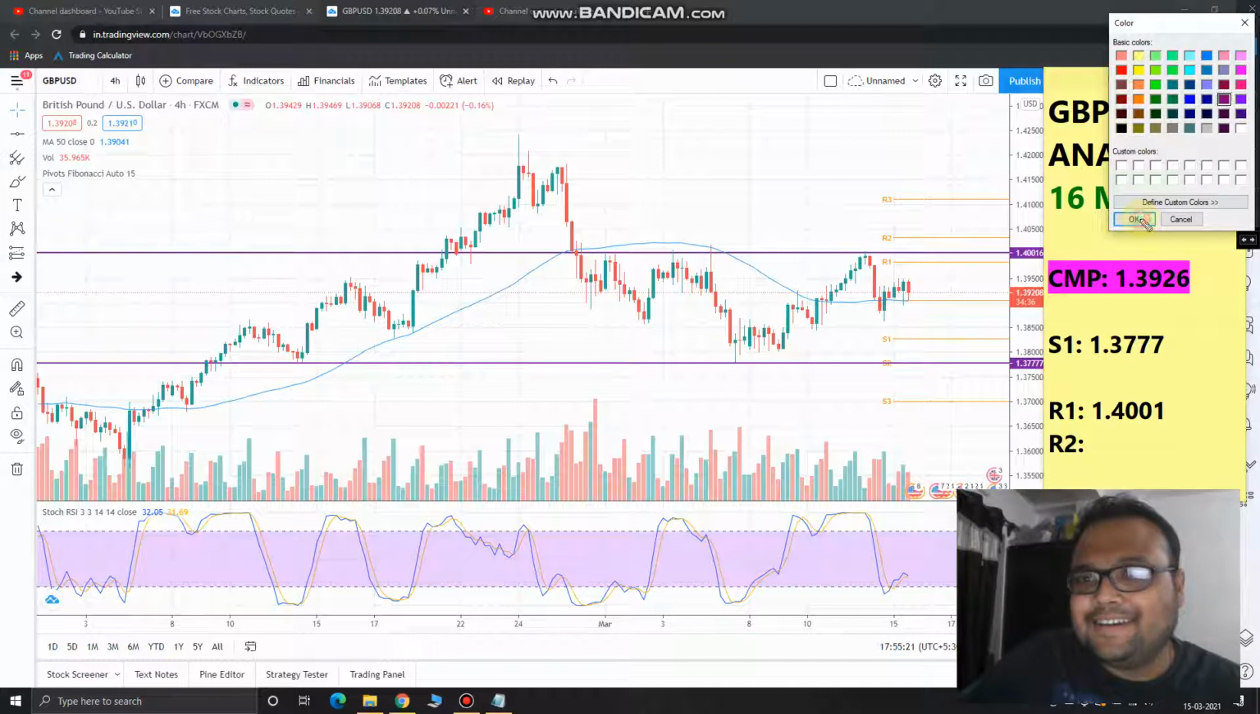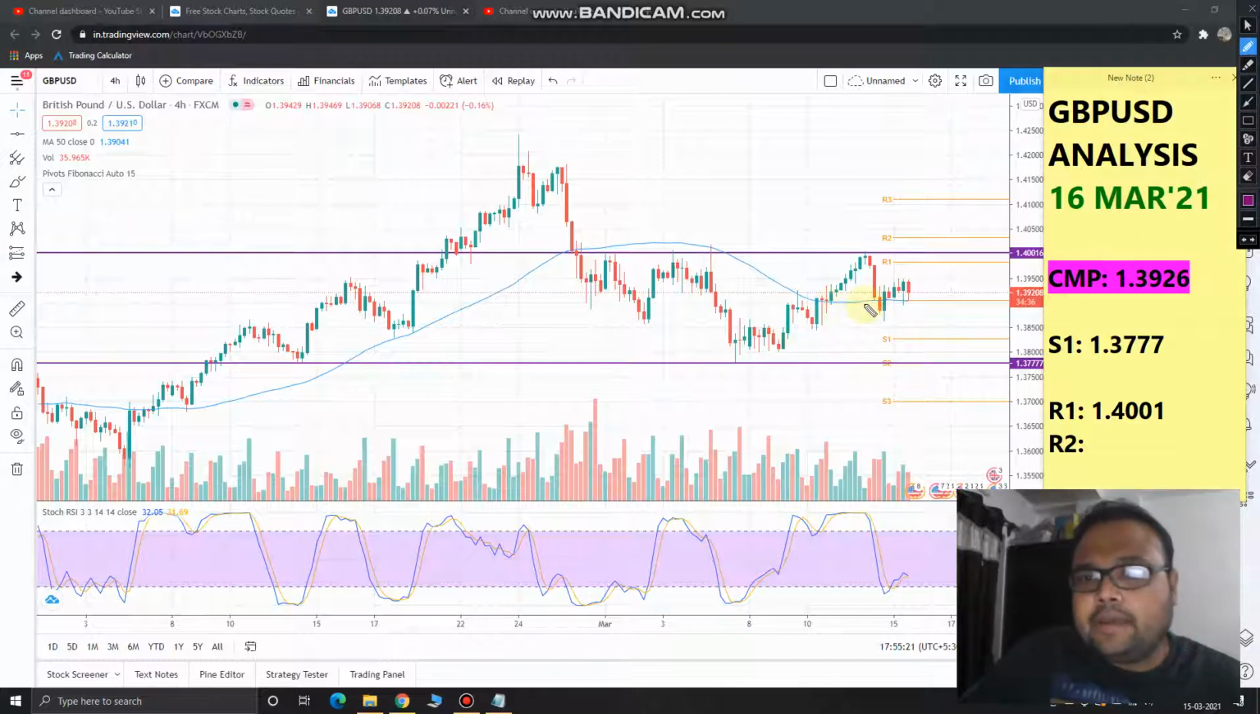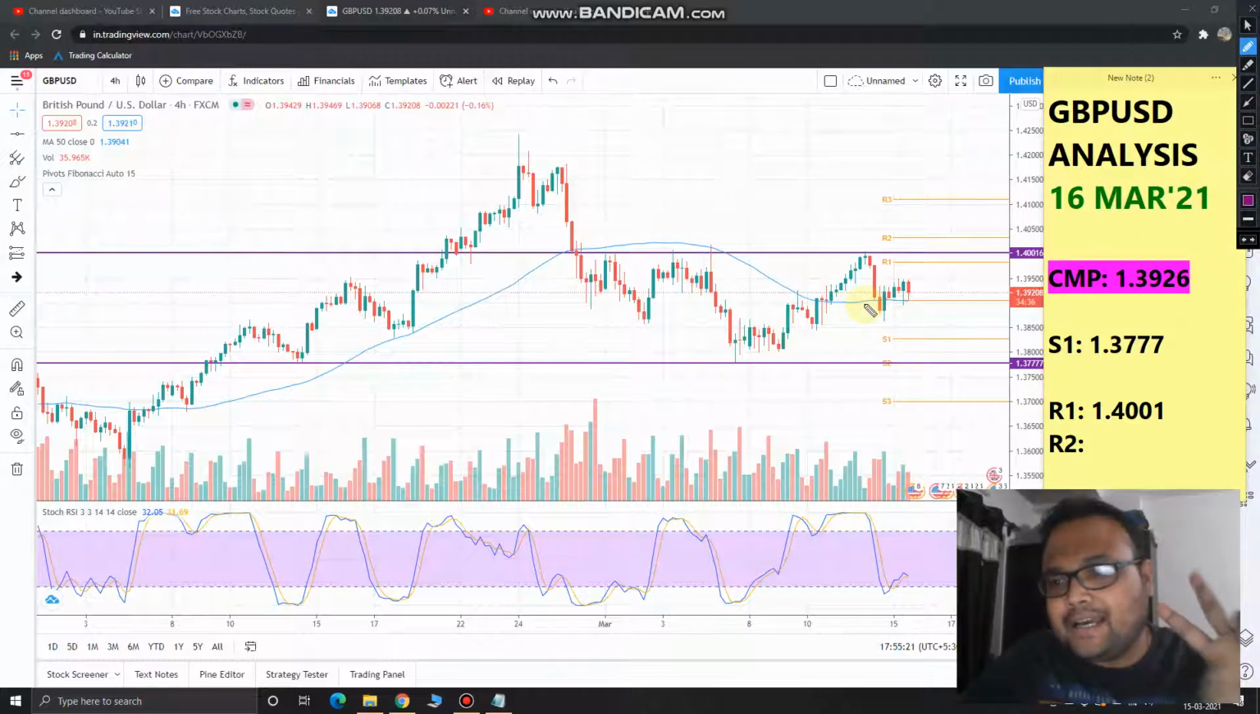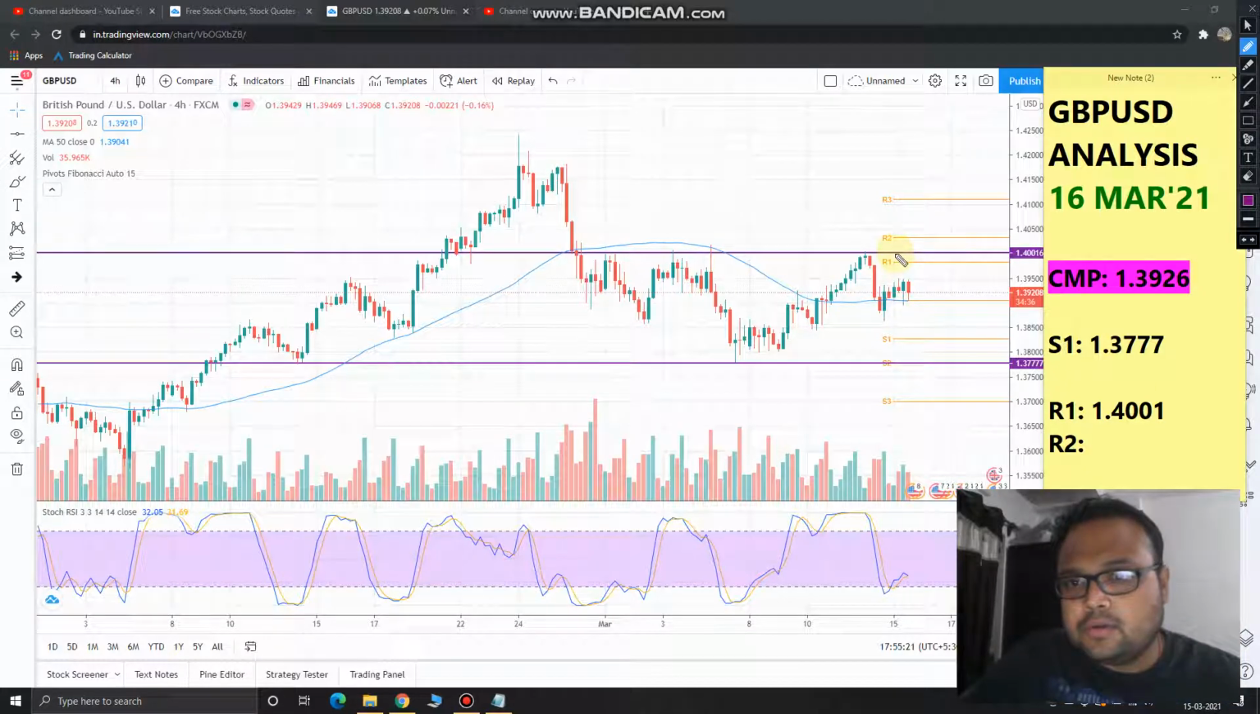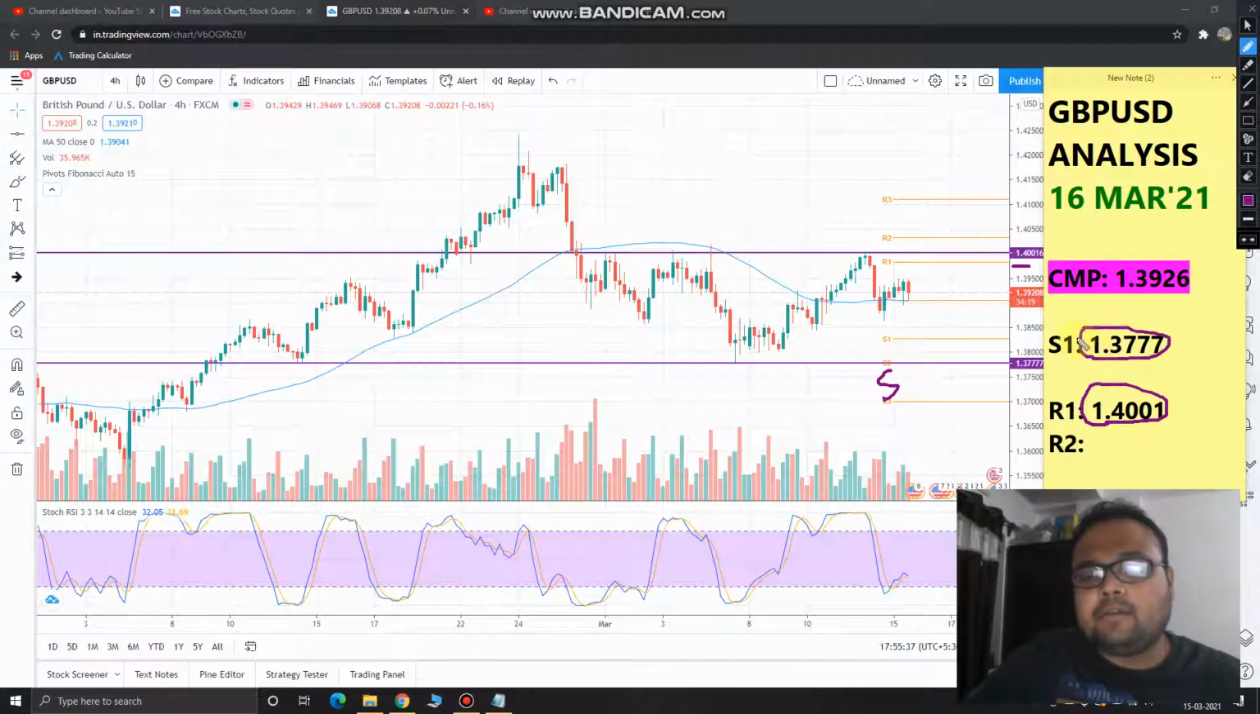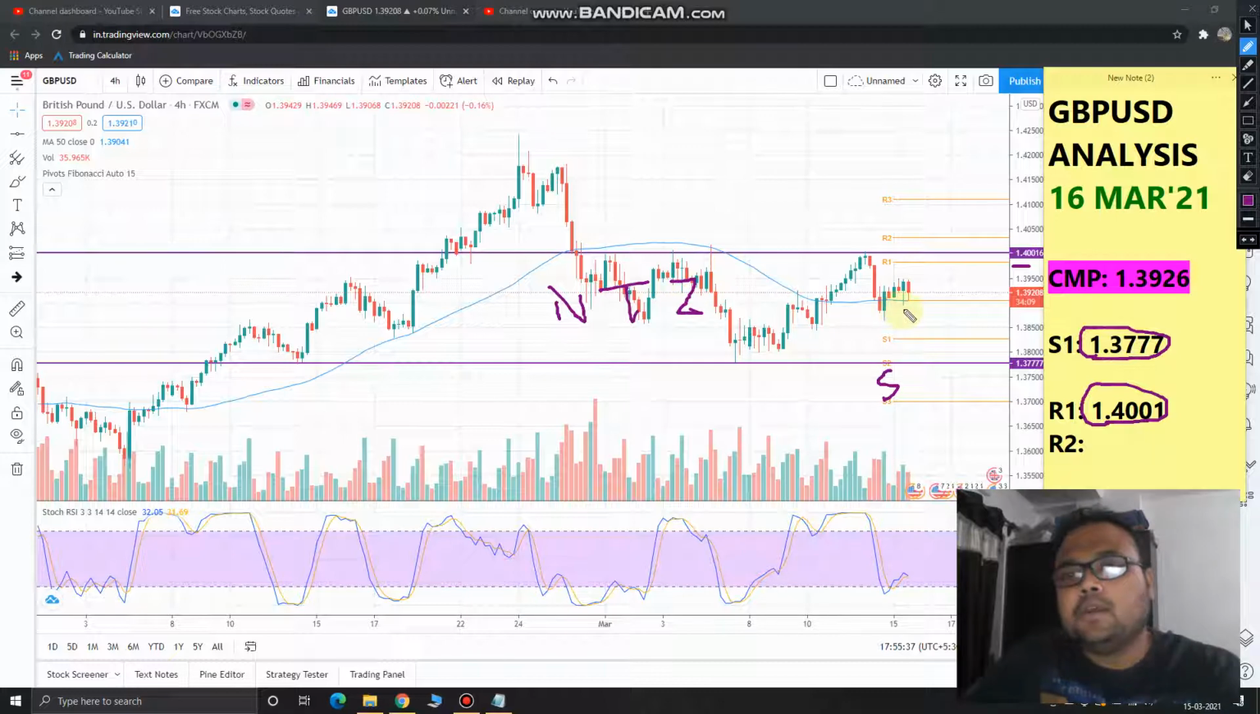this purple. Okay, so as you can see on the screen, I have drawn two lines on the chart. So this is the first line, 1.4001. So this is the resistance 1, and this is the support 1.3777. Okay, and this is the no trading zone for the market. So we just need to wait for the price to go either up or down.